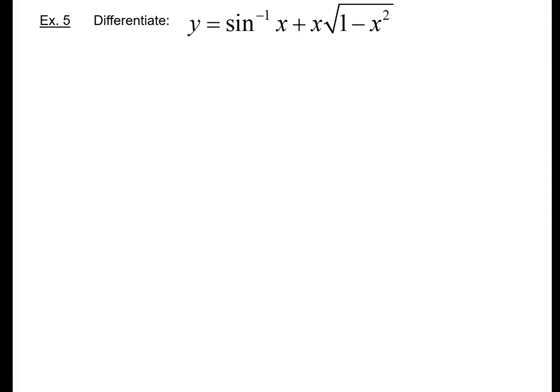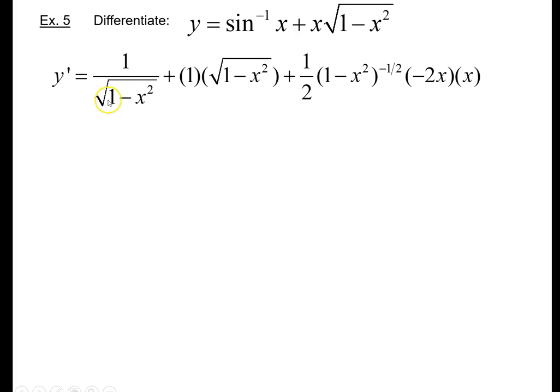All right, let's try this one. We've got the derivative of inverse sine x plus x times the square root of 1 minus x squared. So the derivative of inverse sine x, that's just the formula, no chain rule involved. The second half of this requires a product rule with a chain rule for the second half. So let me give you a minute. I want you to pause the video and try this first and then come back.